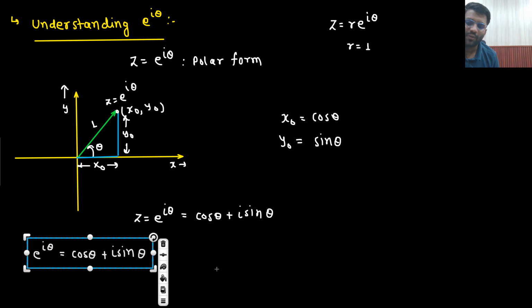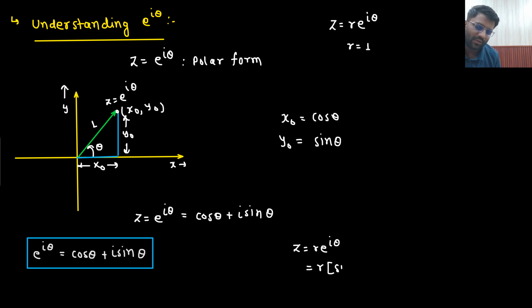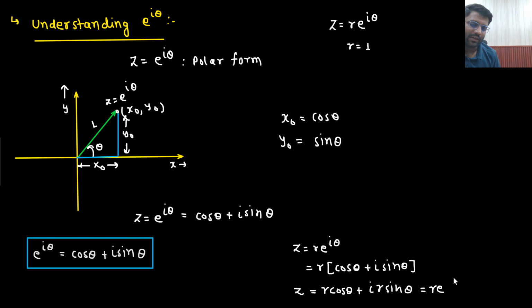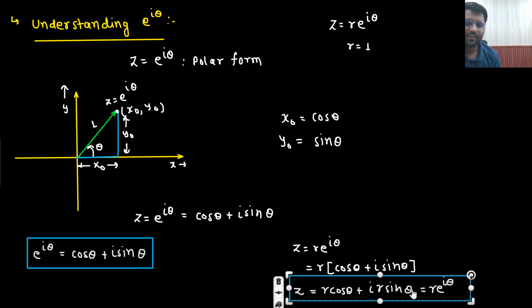Okay, this is the meaning of polar form. So if a number z is given as r e to the power iota theta, then e to the power iota theta is nothing but cos theta plus iota sin theta, and that will be nothing but r cos theta plus iota r sin theta. That will be a number z, which could be represented as r e to the power iota theta. Okay, so r is just the magnitude of the complex number.